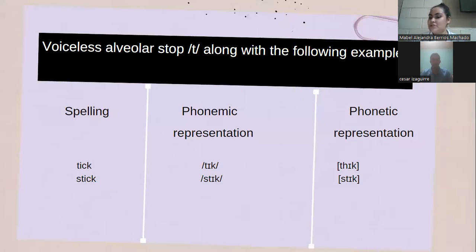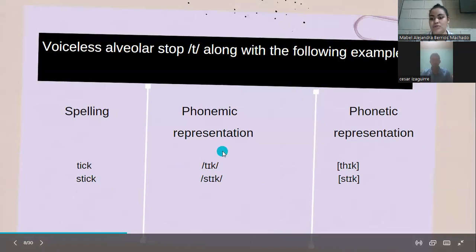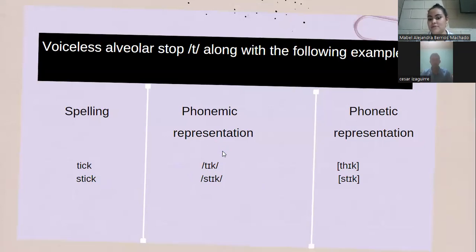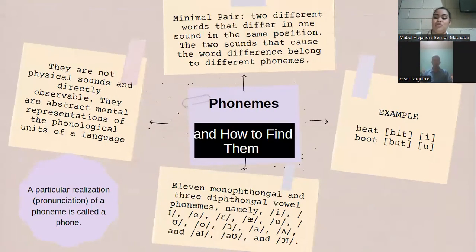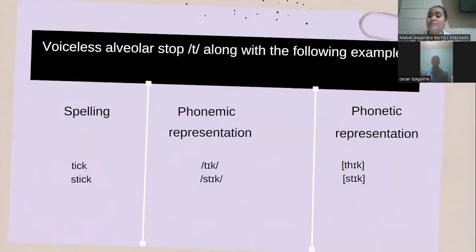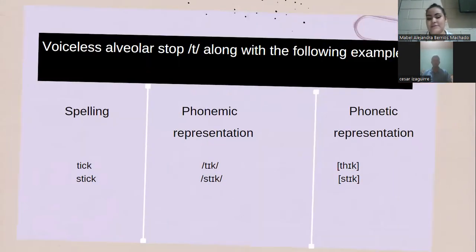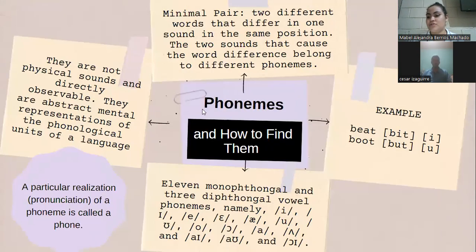Phonemic representation: we have the form that we need to use to pronounce this word, the phonemic representation. We have the phonemic representation and the phonetic representation. How do we differentiate these two representations, the phonemic and the phonetic? We are going to see now.